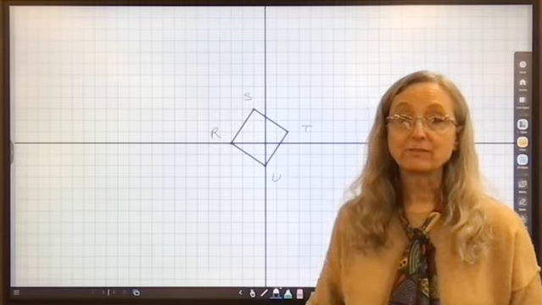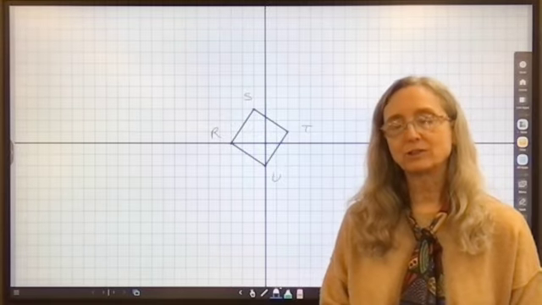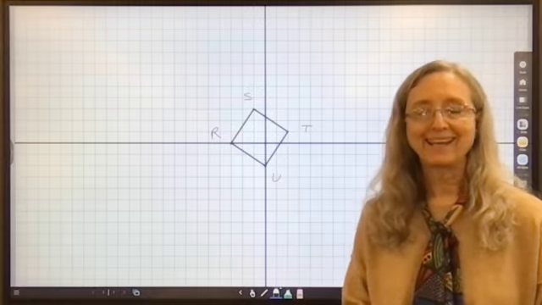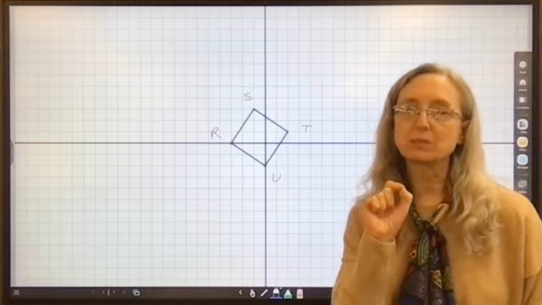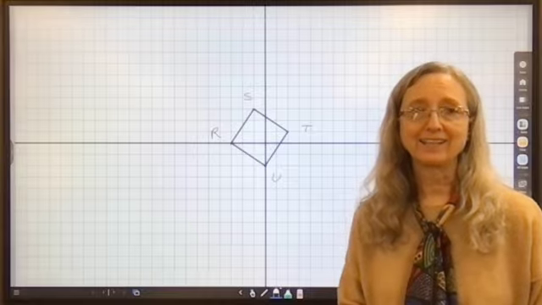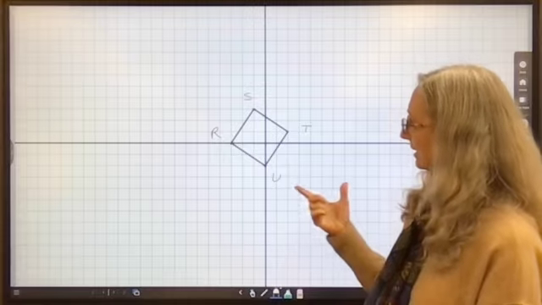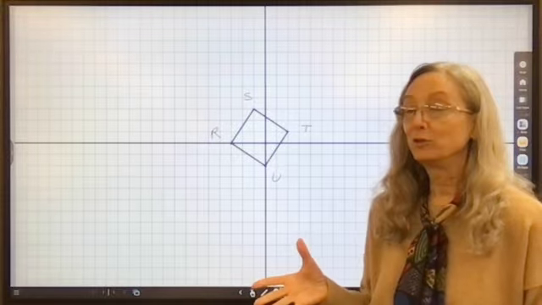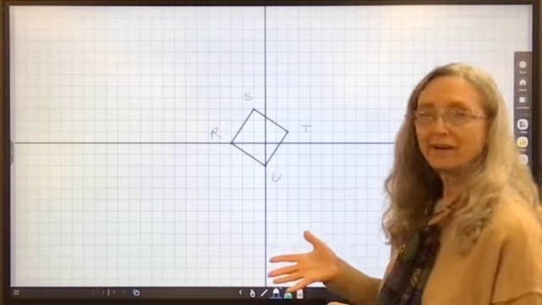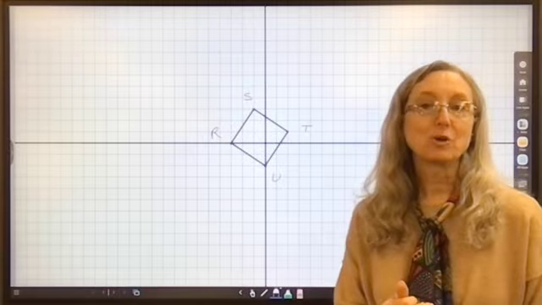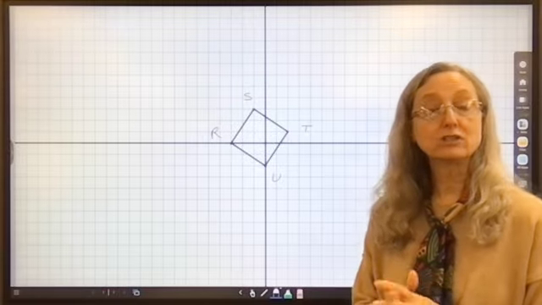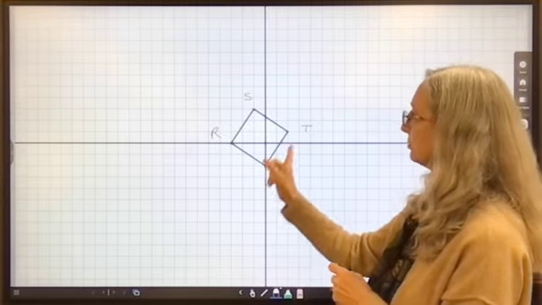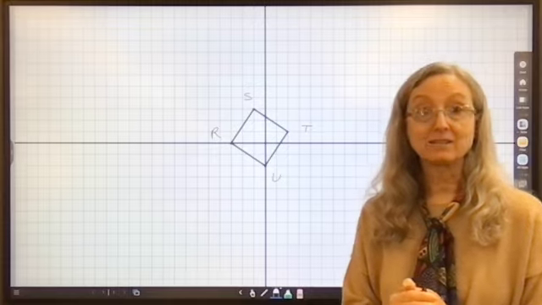Okay, here's an example of another problem. Now I have a quadrilateral on a coordinate plane, and I'm asked for the most specific classification I can give. So it looks like a parallelogram. It could be a rhombus, could be a square. I'm not 100% sure, so I'm going to check. First of all, let's just make sure it's a parallelogram.